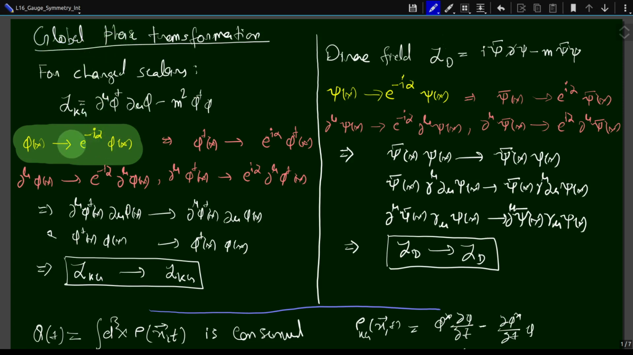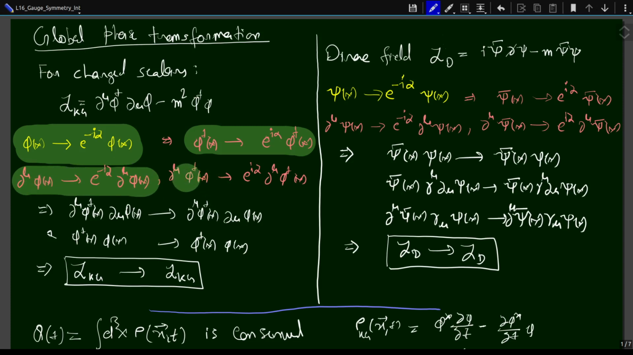It's the same phase for every single point, and if this is the transformation for phi, then phi dagger transforms with the phase exponential I alpha. And likewise the derivative transforms with the same exponential minus I alpha, and the derivative of phi dagger again transforms as exponential I alpha. So for the first term in the Lagrangian, del mu phi dagger del mu phi, the del mu phi dagger will give me exponential I alpha, and del mu phi will give me exponential minus I alpha. They will cancel, and so this term will remain intact.